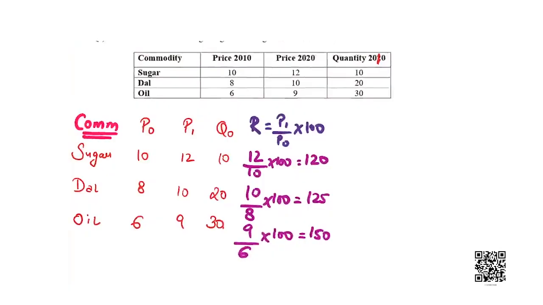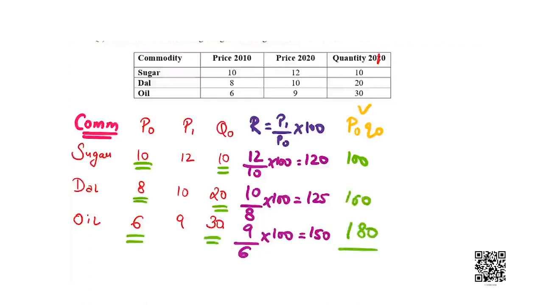Now, let us calculate the value P0, Q0. This is called V. V means the value in the base year. So we have P0 Q0 as 100, 160, and 180. So the total of this will be 180 plus 100 plus 160, which is 440.